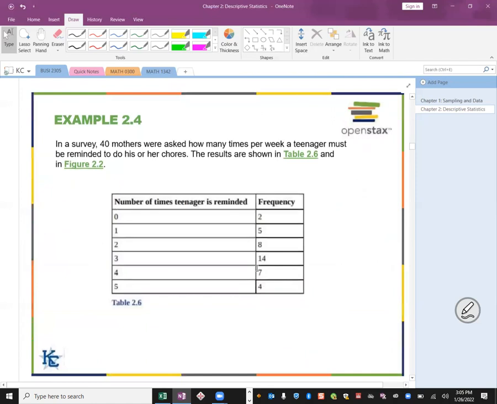So here, in a survey, 40 mothers were asked how many times per week a teenager must be reminded to do his or her chores. The results are shown in table 2.6 and in figure 2.2. So we see here that we have the number of teenagers reminded, and that goes from 0 to 5. So they had to be reminded 0 times, 1 time, 2 times, all the way up to 5 times. And the frequency, so how many teenagers needed to be reminded this many times. So we have 2 teenagers here, 5 had to be reminded once, 8 had to be reminded twice, 14 had to be reminded 3 times, and so on.